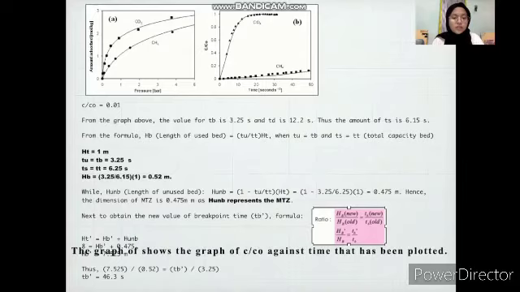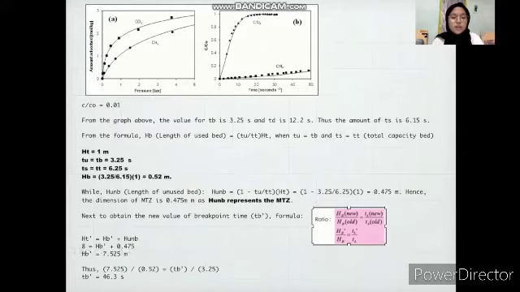So the graph shows the graph of C over CO against time that has been plotted, and from the information above, the value for TB is 3.25 seconds and TD is 12.2 seconds. Thus, the amount of TS is 6.15 seconds.